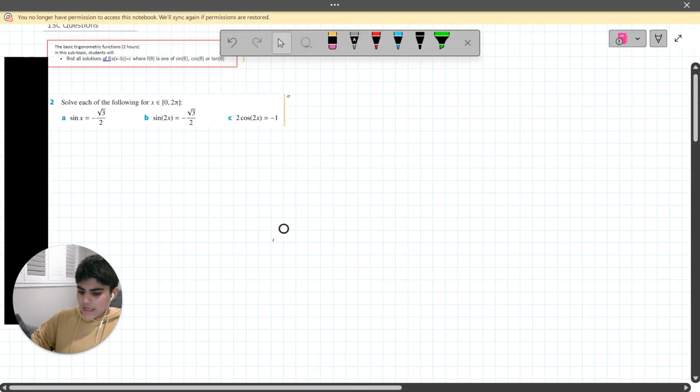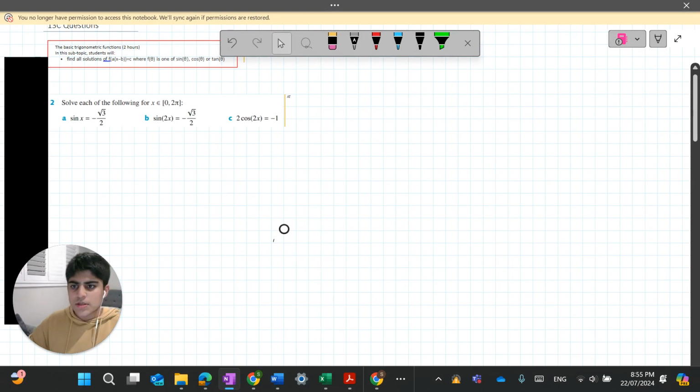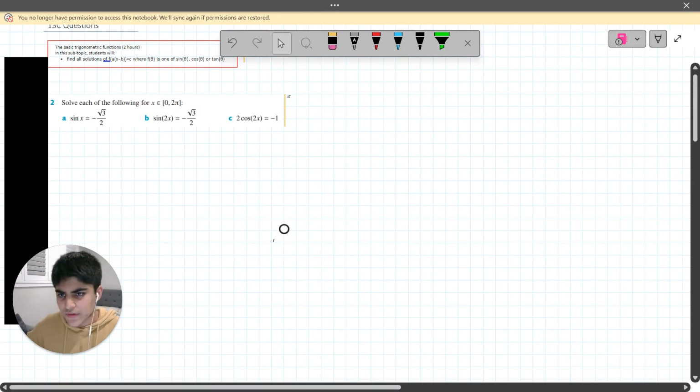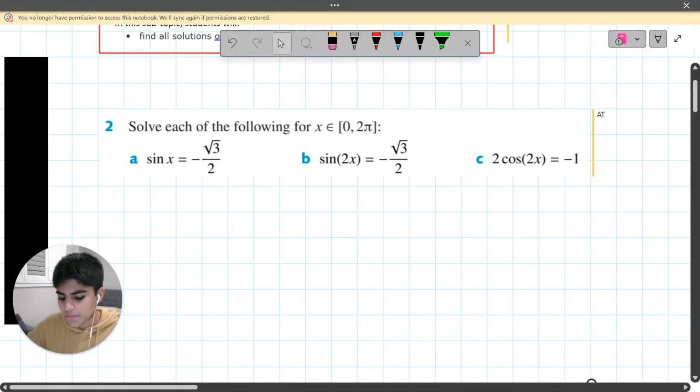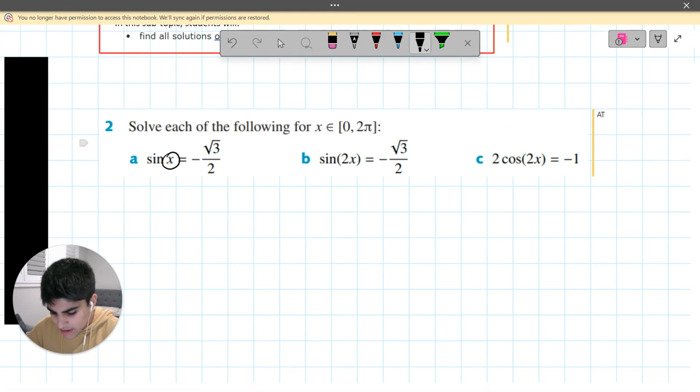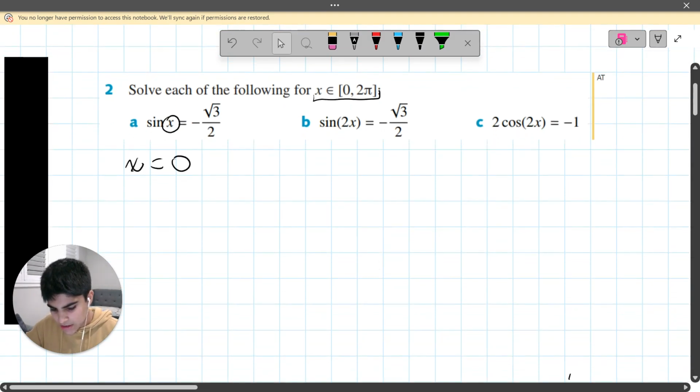Okay, this is episode 3, solutions of equations involving sine and cosine. For question 2 here, the question is asking us to find the value of x within this domain. First we're going to begin by addressing what theta is. Let's make x equal theta, and now let's address what our domain is.